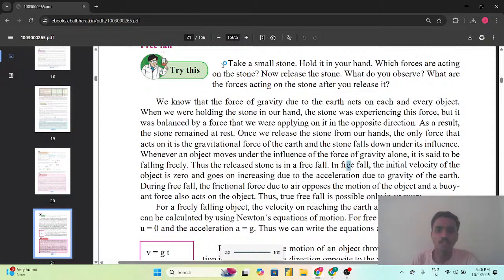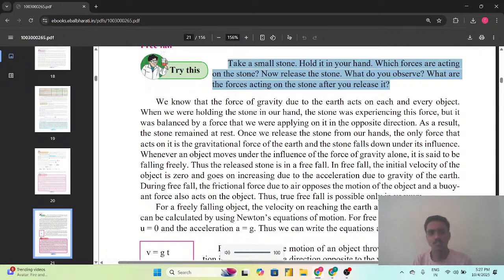In the activity, we are supposed to take one stone in our hand and think about which forces are acting on that stone. As we are holding the stone in our hand, one force acting is the muscular force, and the other force acting on the stone is the gravitational force. Once we release the stone from our hands, the only force that acts on it is the gravitational force of the earth.